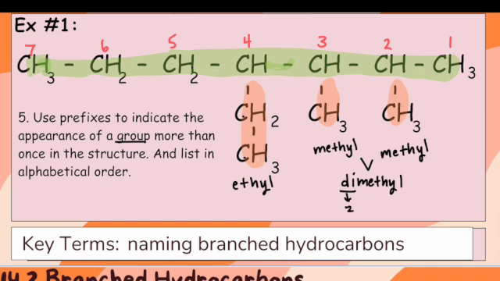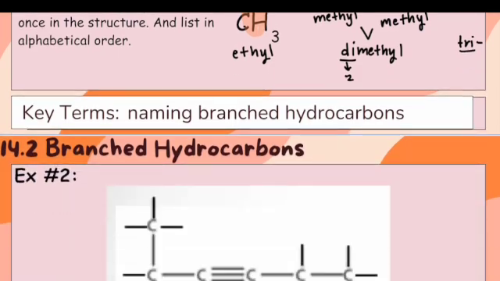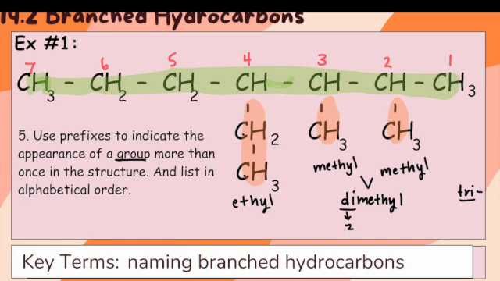So let's say we had a third one. If we had a third methyl group, we would start it with tri and so on. The ethyl group we don't have to change because there's only one of them there. Then we have to make sure that we list all of these names in alphabetical order, making sure to do your alkyl groups first, and then you can name your parent chain. So let's start that out, trying to go in alphabetical order.